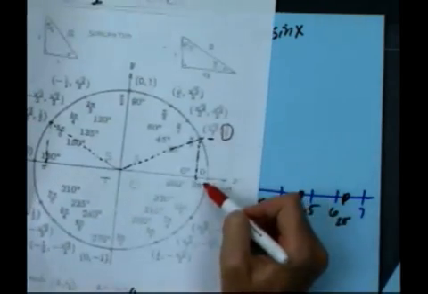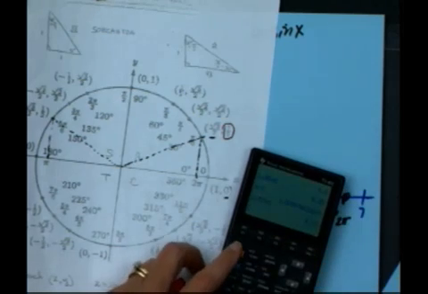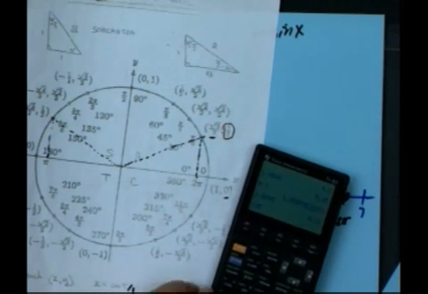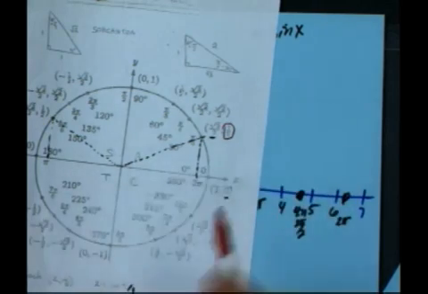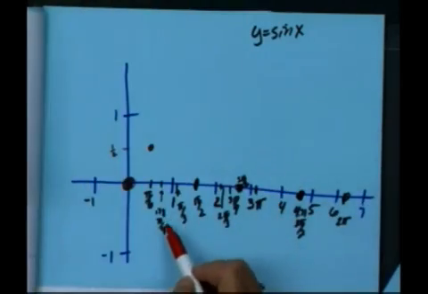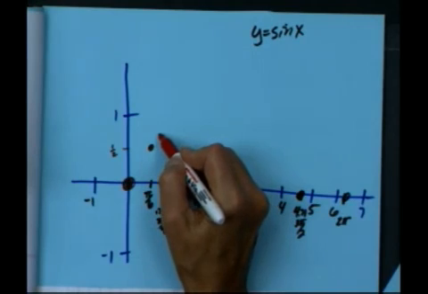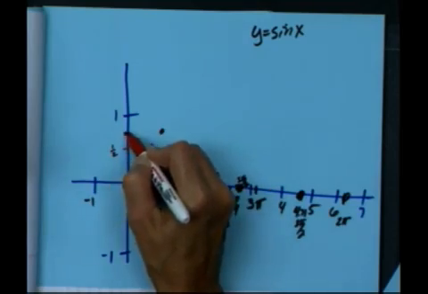Okay, when we go to pi over 4, pi over 4 is square root of 2 divided by 2. That's about 0.7. Okay, so at pi over 4, we're at about 0.7, so that would be somewhere right here. The square root of 2 over 2.